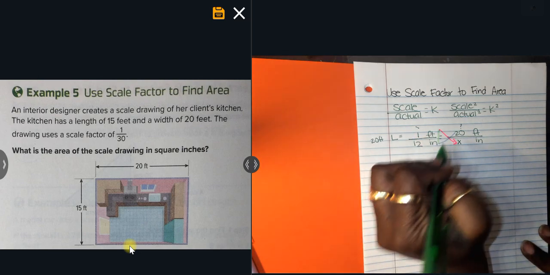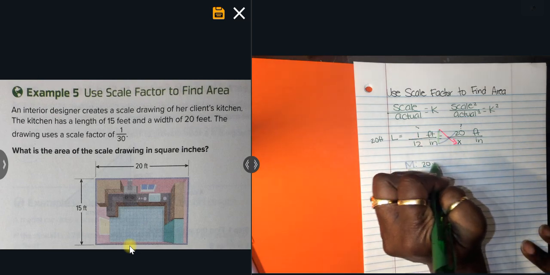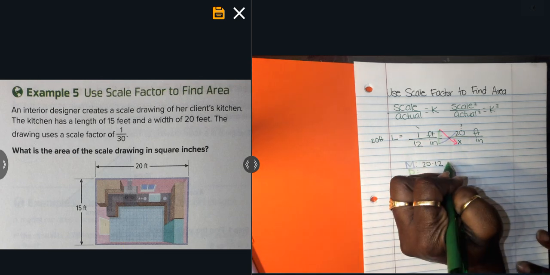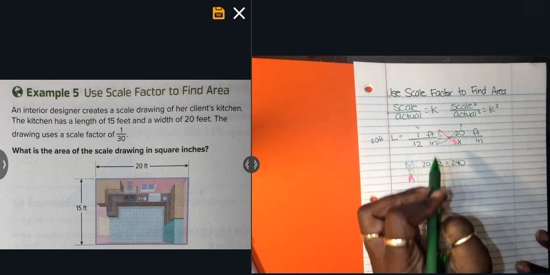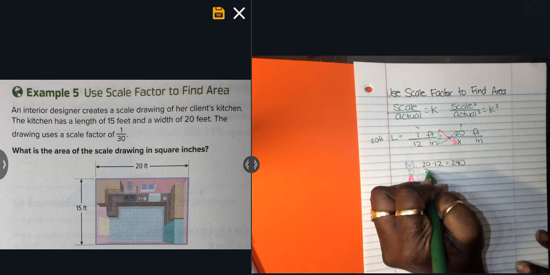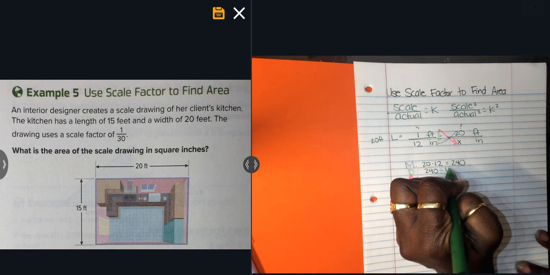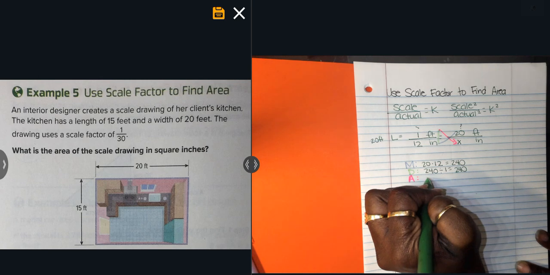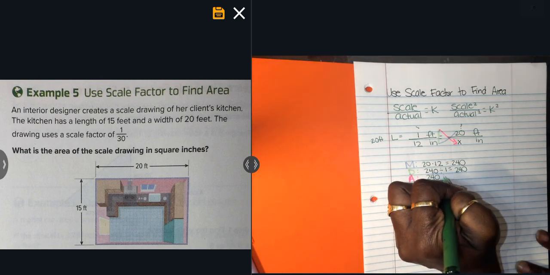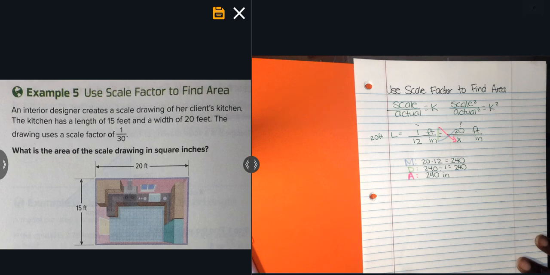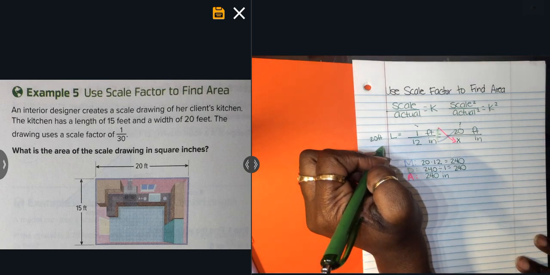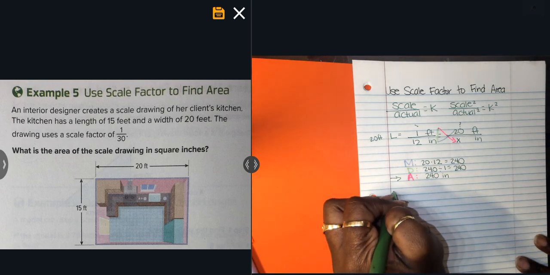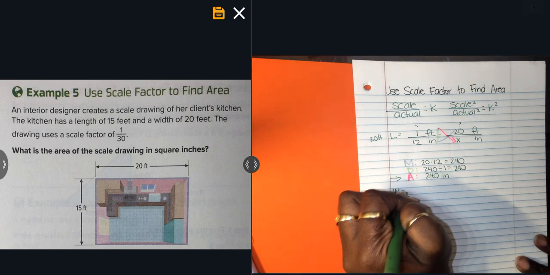All right, so multiply 20 times 12. 2 times 12 is 24, so that's 240. And then we're going to divide, so we'll say 240 divided by 1, and then that gives me 240, so that my answer is 240 inches. Okay. All right, so we have the inches for the length, so we'll need that. Now let's go see if we can find the information for the width.